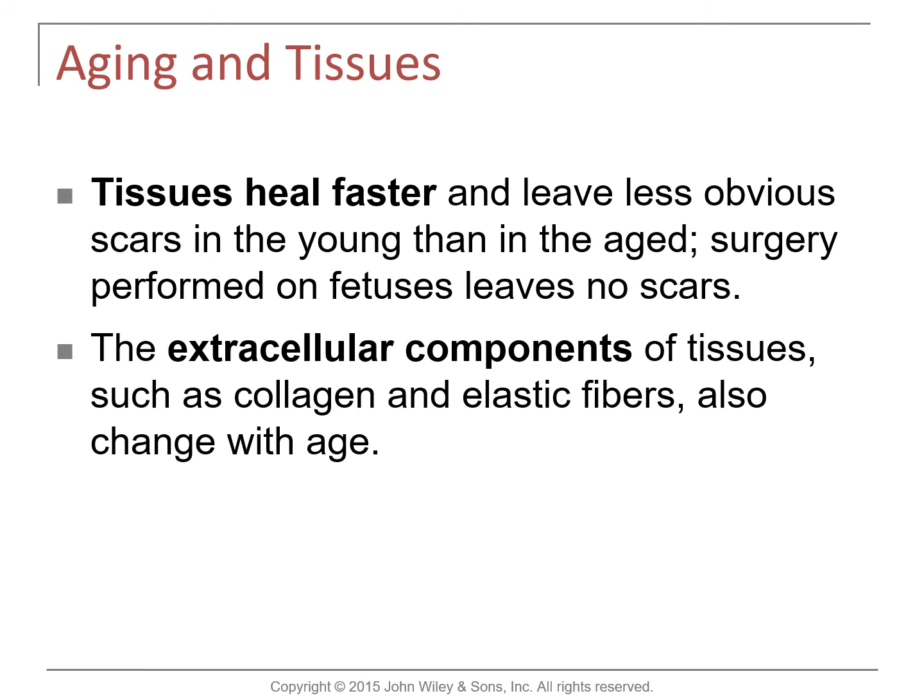Other changes that occur with aging include changes to the extracellular components of tissues, such as collagen and elastic fibers, which is very visible in the skin. The breakdown of these extracellular proteins leads to visible signs of aging, such as wrinkles and sagging, and as we saw, scarring and hyperpigmentation. So surgery performed at a younger age usually has better outcomes than surgery performed at advanced ages.